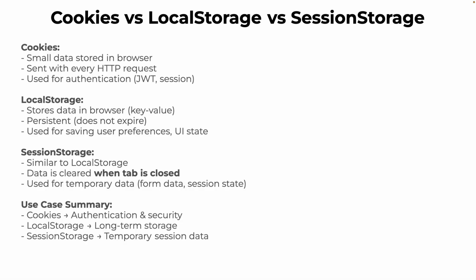So the summary for use cases: cookies are mostly used for authentication and security, because those are not directly accessible to JavaScript. Local storage and session storage are directly accessible to JavaScript. Local storage is for long-term storage, session storage for temporary data. Next, let's see this in action. I'll show you a walkthrough of the code.